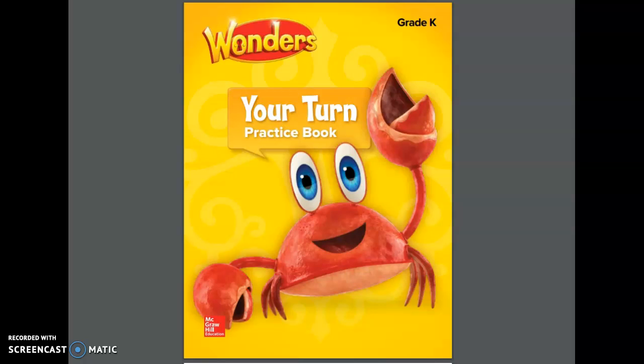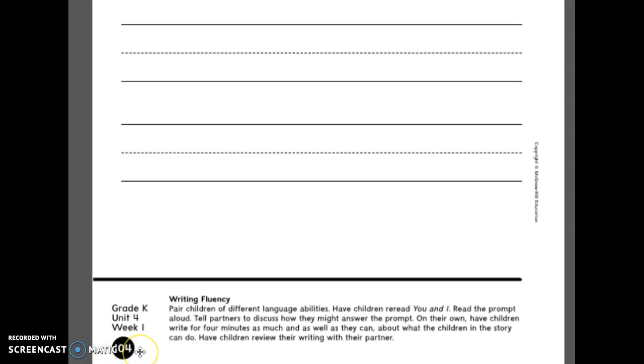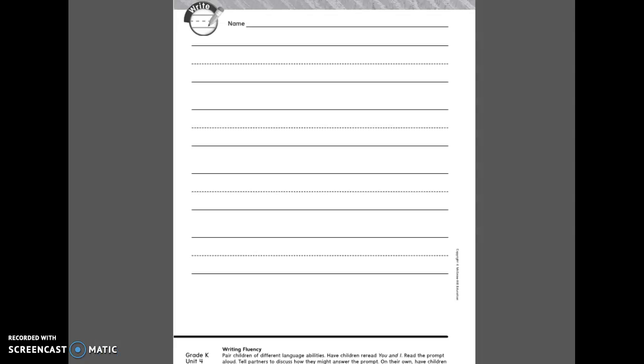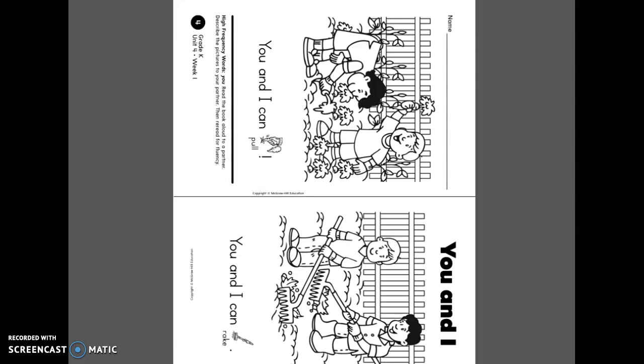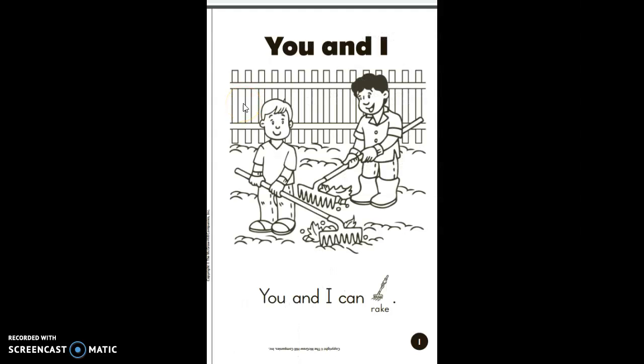For this assignment, you will need your turn practice book. It looks like this. We're going to turn to page 104. On this page, we're going to write about the story, but first we're going to read the story. So go to the next page and pull out your storybook. Here's my book. Let's read.